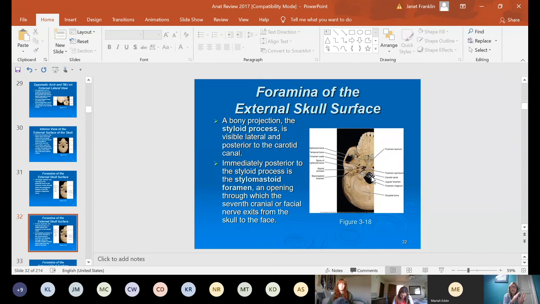And if you find both of them, right between them is the stylomastoid foramen, which we talked a lot about, because the seventh cranial or facial nerve exits from the skull to the face. So the nerve starts out inside the skull from the brain, and it works its way through the skull bones so that it can come out onto the face. It's got to find an exit from inside that hard skull to get to these soft areas of the face. And that's how it exits through the stylomastoid foramen, right about back here.